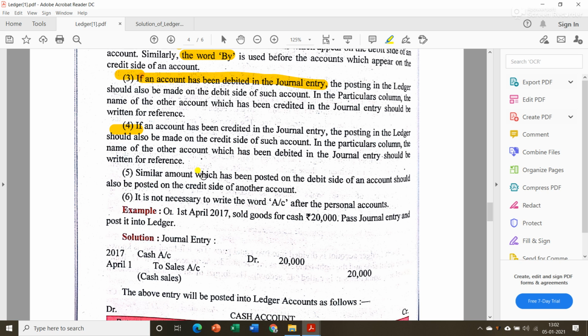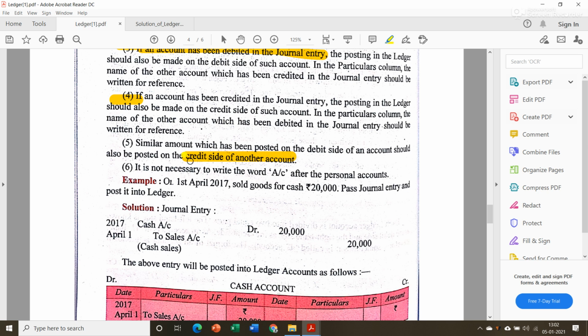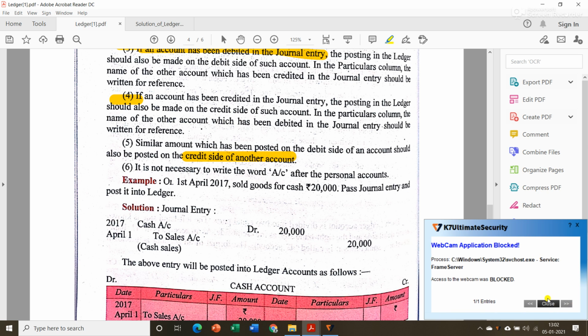The next similar amount which has been posted on the debit side of an account should also be posted on the credit side of another account. Suppose in one particular account we wrote that amount on the debit side, then automatically that amount will be recorded in another account on the credit side because of the dual effect. Every transaction has effects on two accounts.